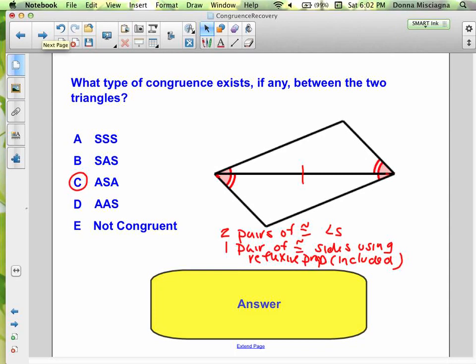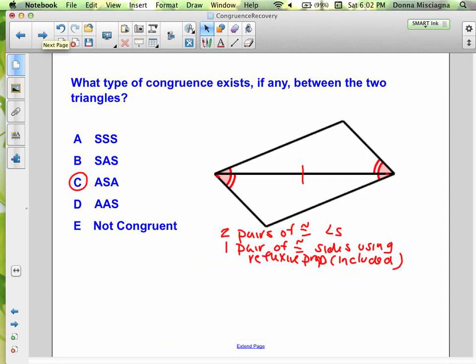Let's see if it says anything on this one. Nope. Some of the times it does. Some of the times it doesn't say anything under the answer sheet. All right, let's try another one.